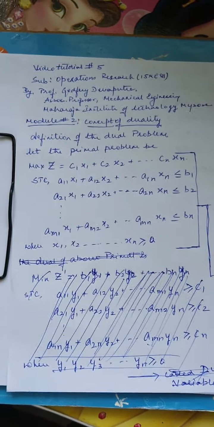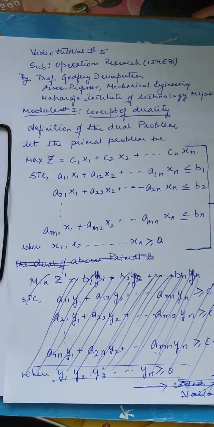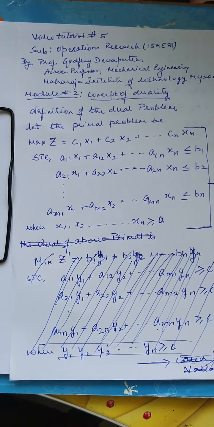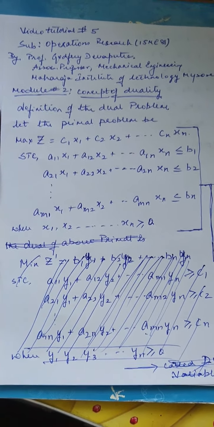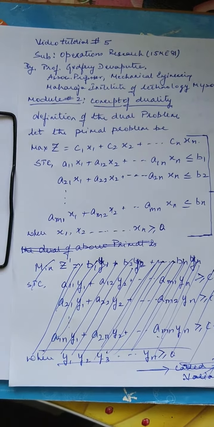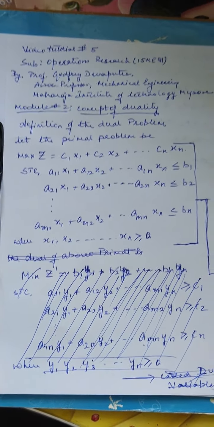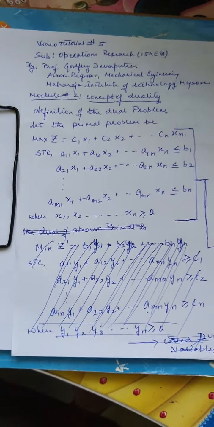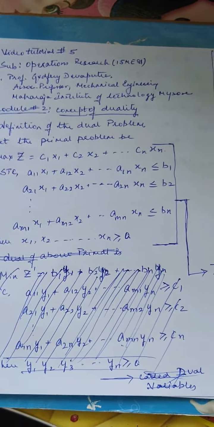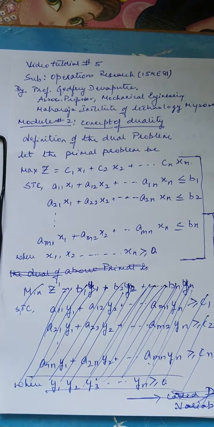So therefore, in actuality, every LPP will have a dual problem. That means to say, if you have an LPP which is given and if you call it a primal, there is always going to be a problem which can be defined by using the primal, and that will be called the dual of the problem.